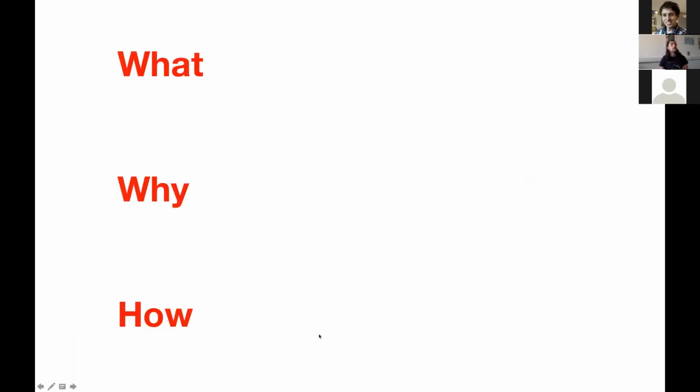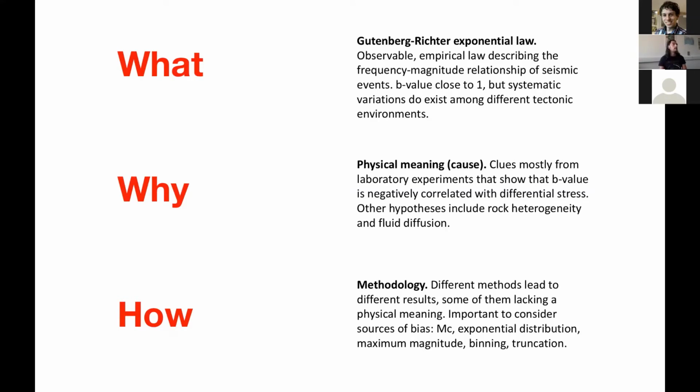So let me summarize a little bit what's all about b-value within these three big questions: what, why, and how. So the what has relation with the observation itself, with this empirical Gutenberg-Richter exponential law, which is an observation and which describes the frequency-magnitude relationship of seismic events. As I say, the b-value is close to 1, but systematic variations do exist among different tectonic environments.